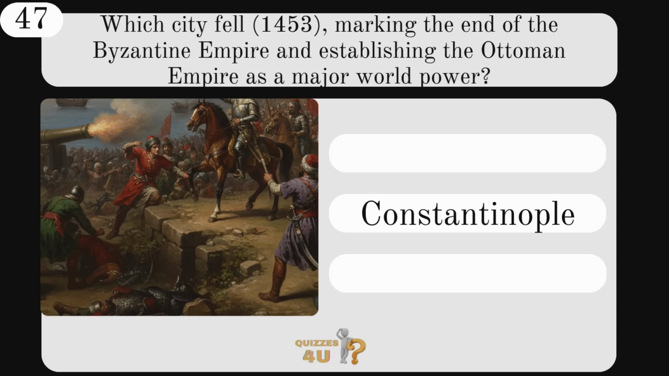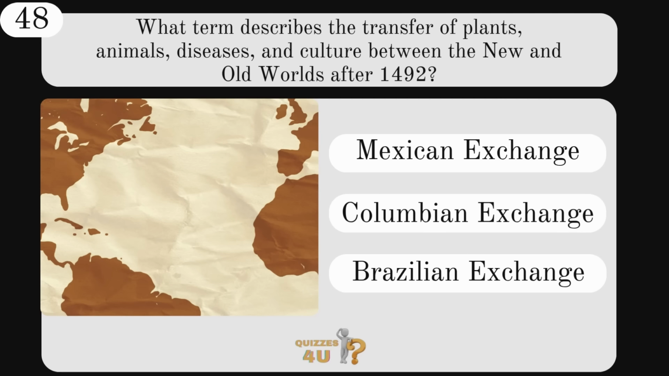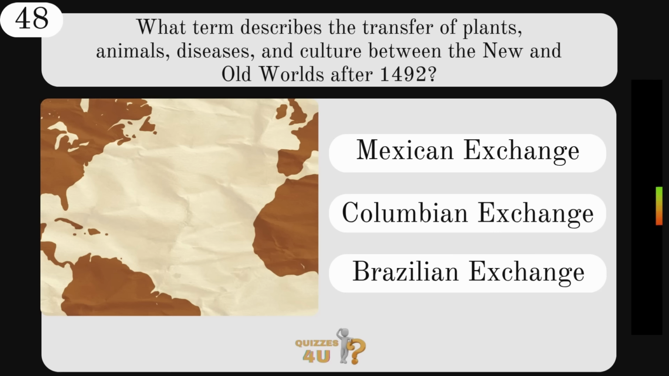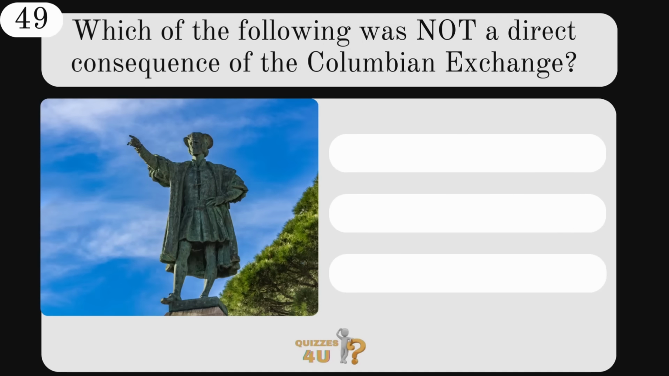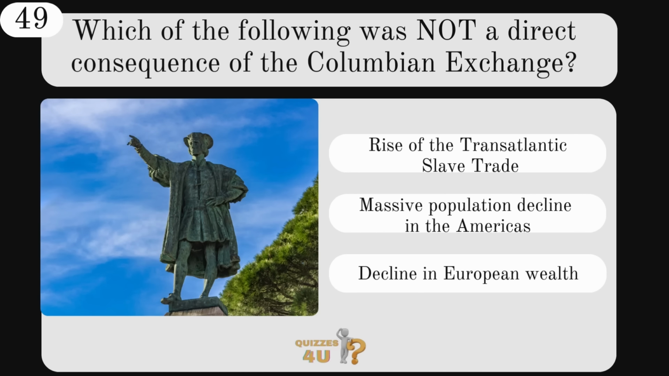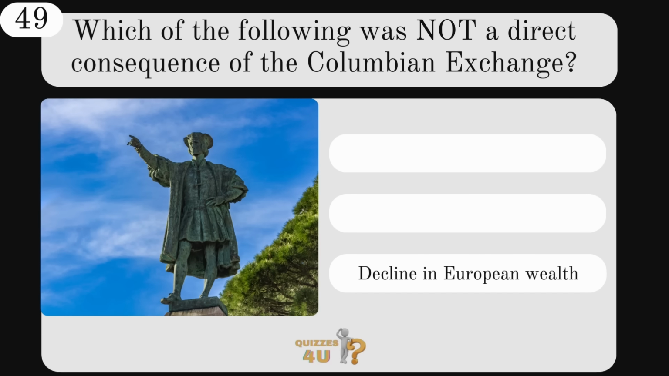That was Constantinople. What term describes the transfer of plants, animals, diseases and culture between the New and Old Worlds after 1492? Is that the Mexican, Colombian, or Brazilian exchange? That is the Columbian exchange. Which of the following was not a direct consequence of the Columbian exchange? Rise of the transatlantic slave trade, massive population decline in the Americas, or decline in European wealth? The one that was not, a decline in European wealth.